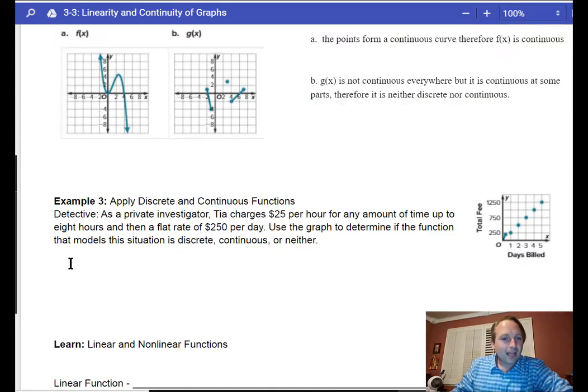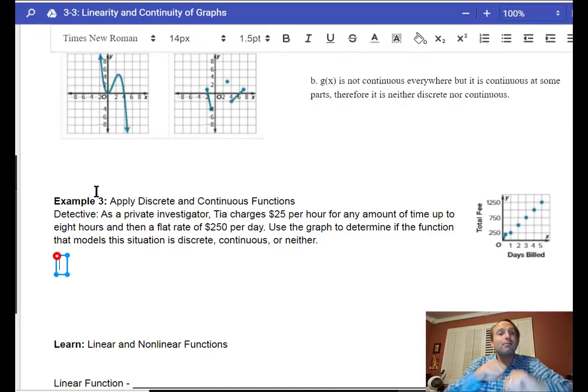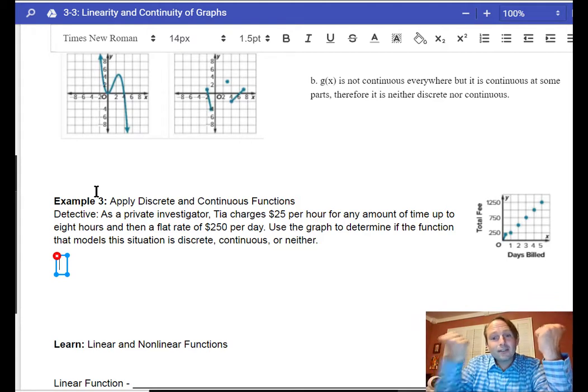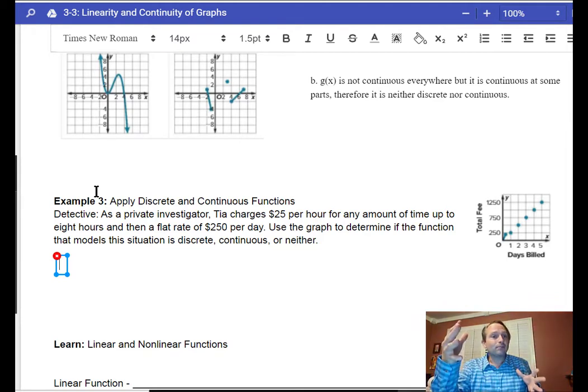So, I would say if we broke up the two parts of it, the first part is continuous because it's $25 per hour. So it'd be $25 per an hour and a half, or maybe 3.5 hours. It's any amount in between. But then after that, it's discrete. It's like, hey, it's $250 per day. Doesn't matter if you do part of a day, it's the full amount, full day.